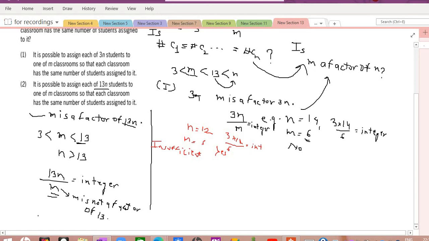So this statement alone is sufficient, right? So it is B. The answer is B. First alone is not sufficient, but second alone is sufficient.